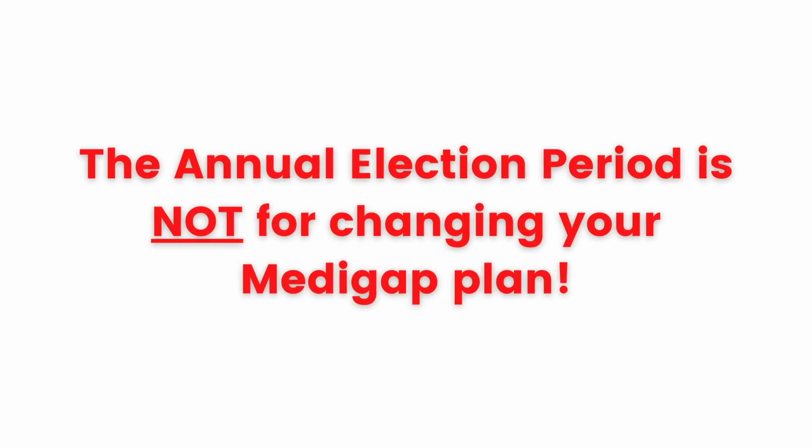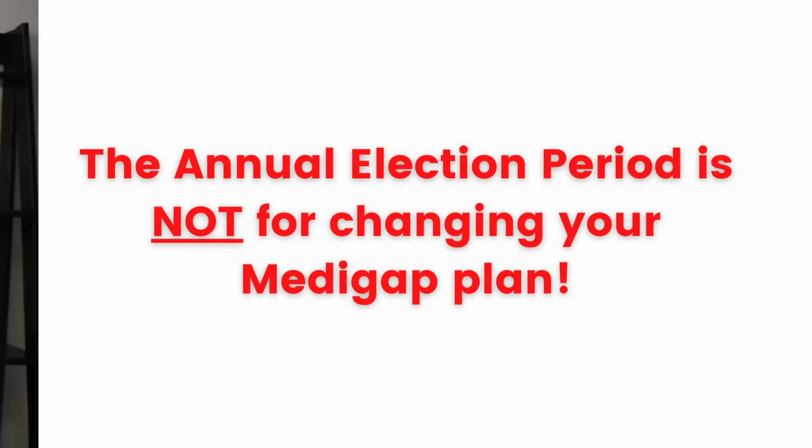Now, before we wrap up, I want to discuss what the Medicare Annual Election Period is not for, because we get asked this question many times every year. The annual election period is not for changing your Medigap plan. The annual election period has nothing to do with a Medigap plan. So if you have original Medicare and a Medigap plan and a Part D drug plan, you can use the election period to change your standalone Part D drug plan. However, the election period does not affect your Medigap plan in any way.